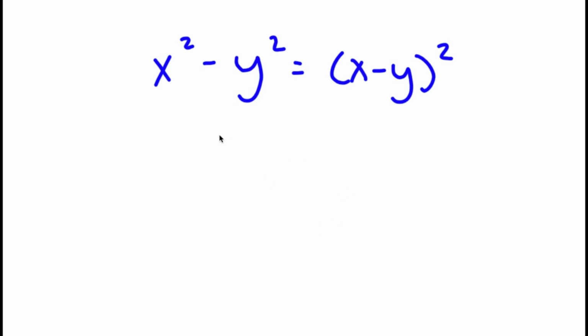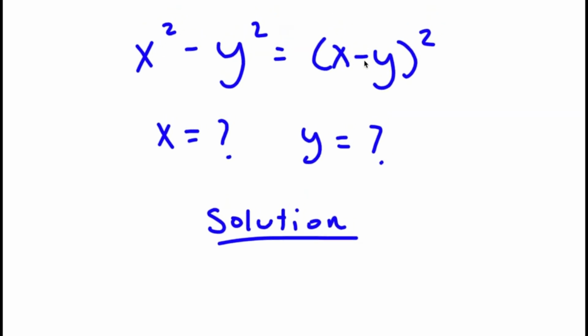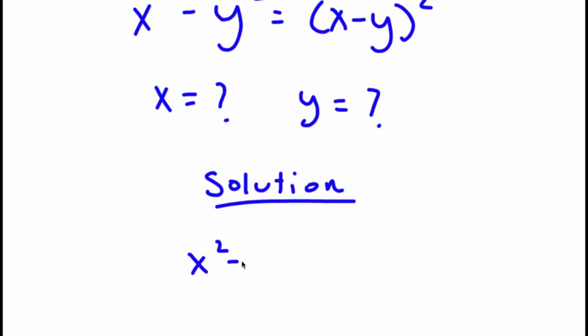Alright, so in this problem, I have x squared minus y squared is equal to (x minus y) squared, and I want to find the value of x and y. So for my solution, I'm going to first start by simplifying (x minus y) squared. So (x minus y) squared is actually equal to x squared minus 2x plus y squared.